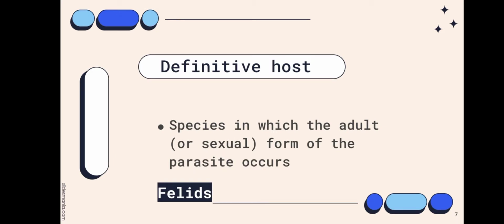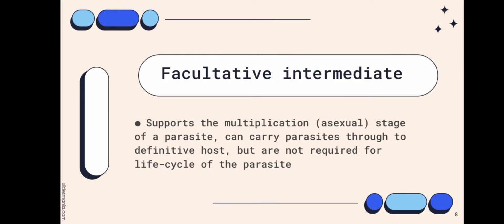For the terminology review as it relates to Toxoplasma gondii: the definitive host is a species in which the adult or sexual form of the parasite occurs. Felids are the definitive host for Toxoplasma gondii. The facultative intermediate or paratenic host is a species which supports the multiplication or asexual stage of a parasite. It can carry parasites to the definitive host but is not required for the life cycle of the parasite.